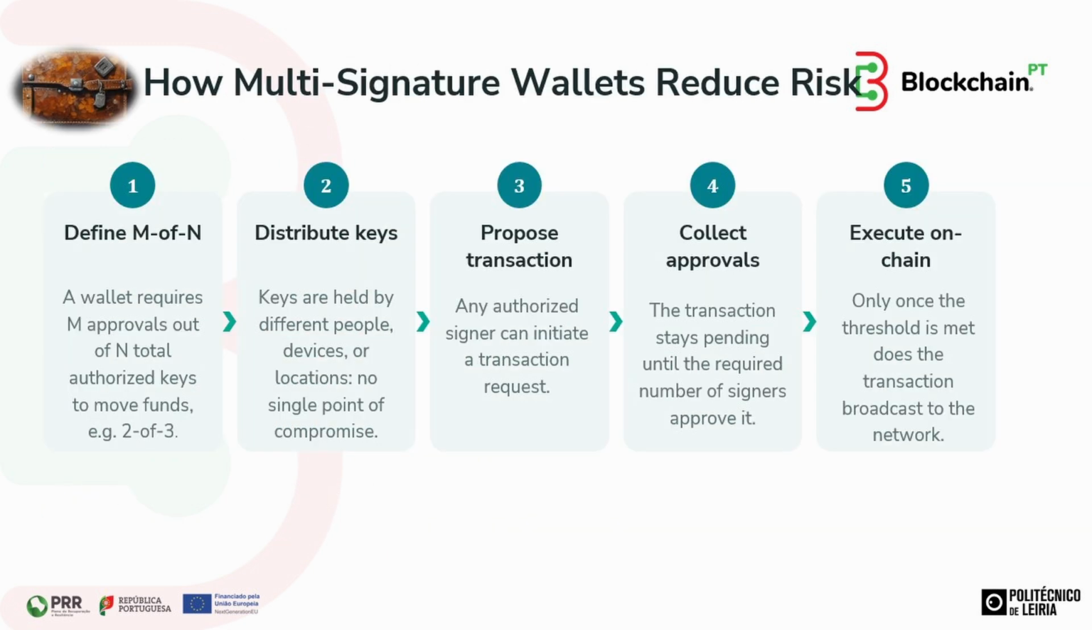A multi-signature process comprises 5 main steps, namely definition of the M needed approvals out of the total N, the keys distribution, the proposal of the transaction. The transaction stays pending until the required number of approvals are collected. Finally, the transaction is broadcast to the network.